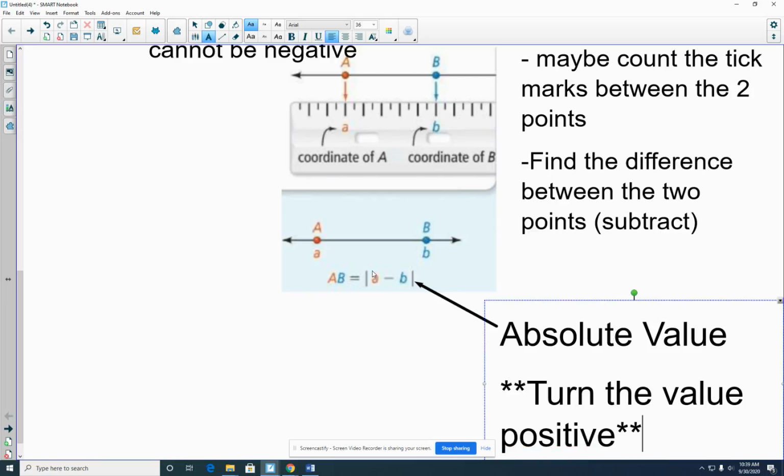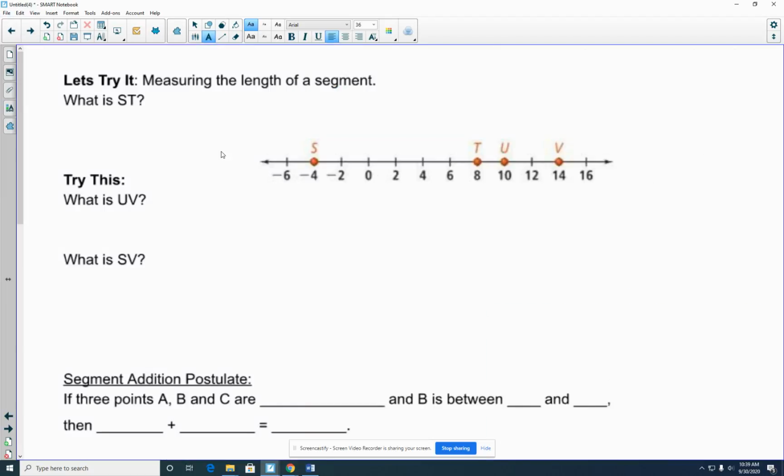After you subtract, say, A and B, if you get a negative number, you take the absolute value, and now it is positive. Okay, so let's take a look at maybe how we're going to actually start to do this. So let's try this one right here. Next page. It says measuring the length of a segment. Let's try it. So what is ST?